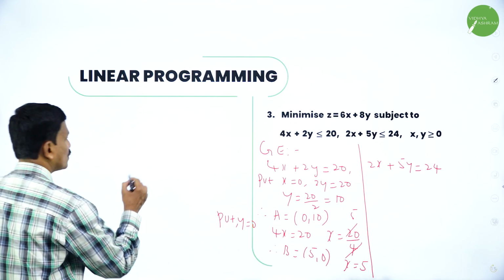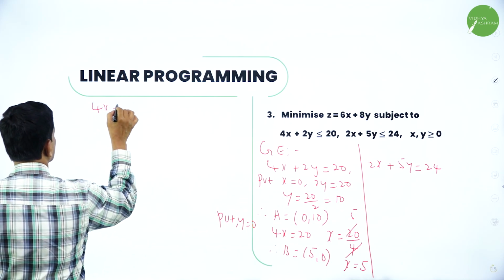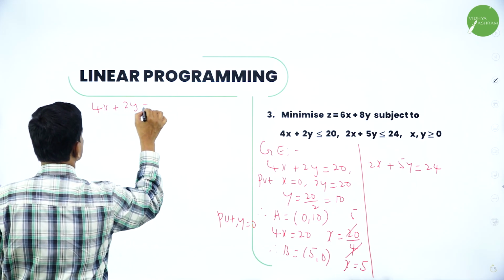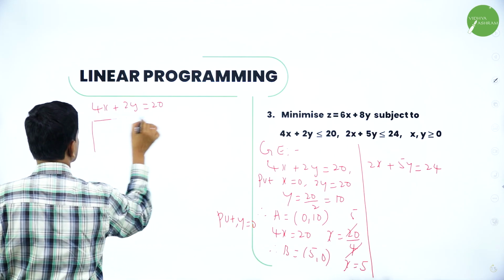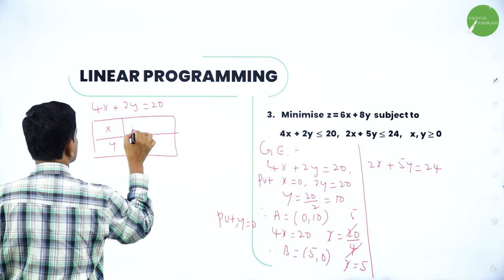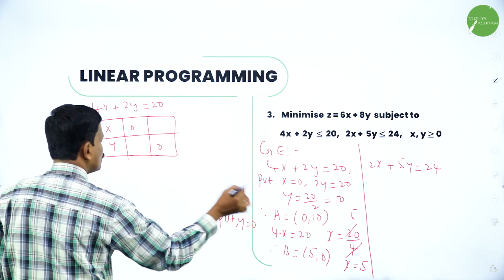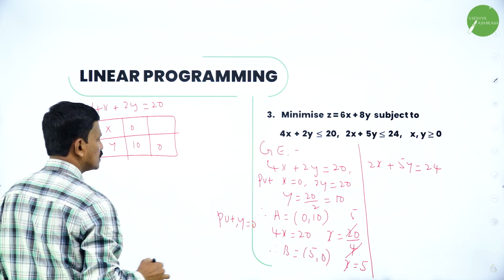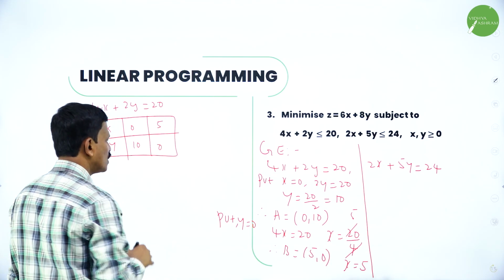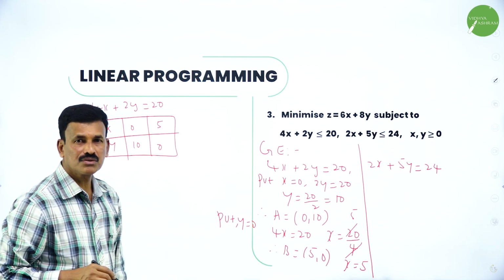Now, for the first equation, what we got? 4x plus 2y is equal to 20. When x is 0, y is 10. When y is equal to 0, x is equal to 5. So (0, 10) and (5, 0) are the points.